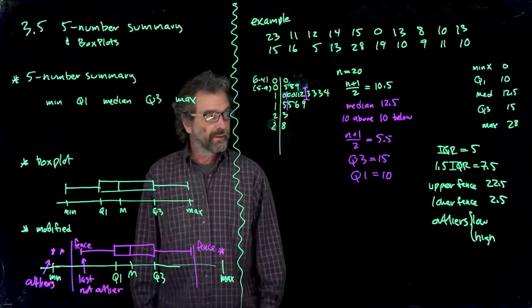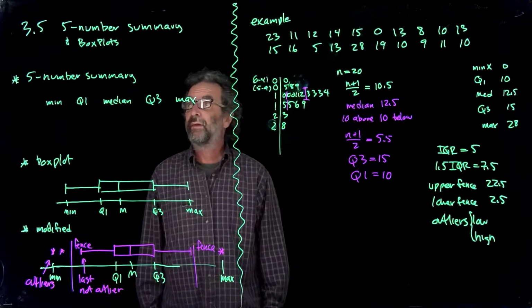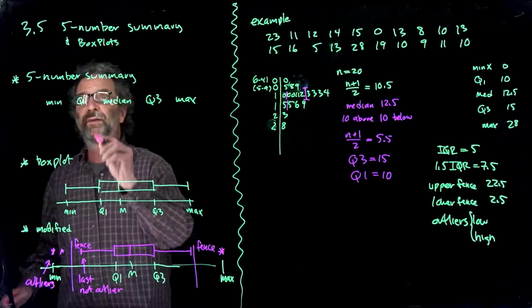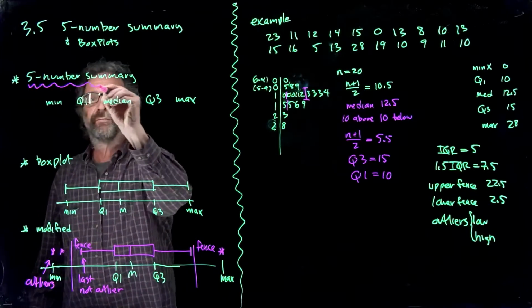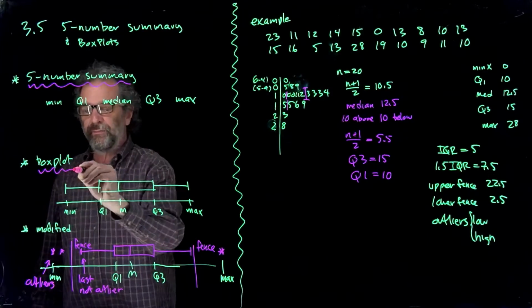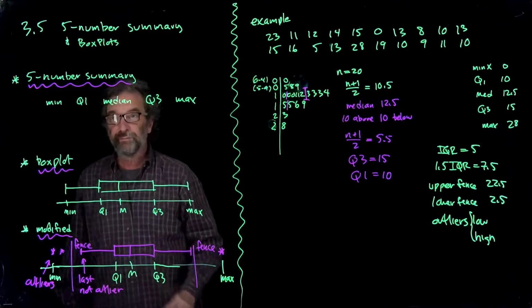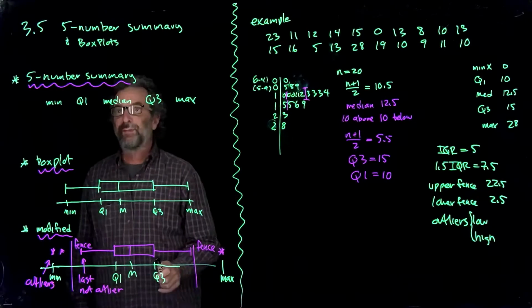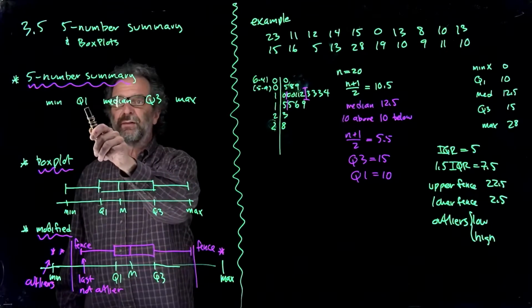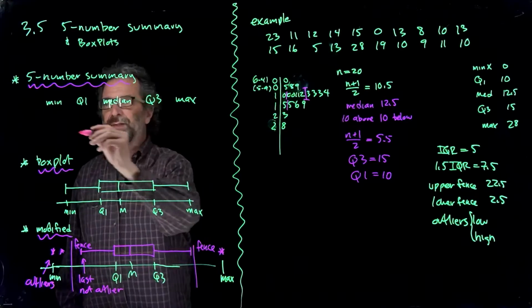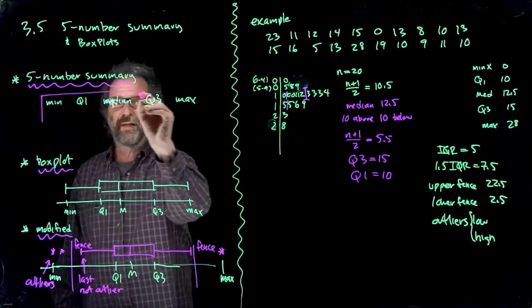Well, we're continuing on. We're in section 3.5. Go down the list. So 5-number summary, box plot, and what wasn't on the list, modified box plot. We know the 5-number summary is minimum, Q1, median, Q3, and maximum. Lots of times it appears in a table like this.